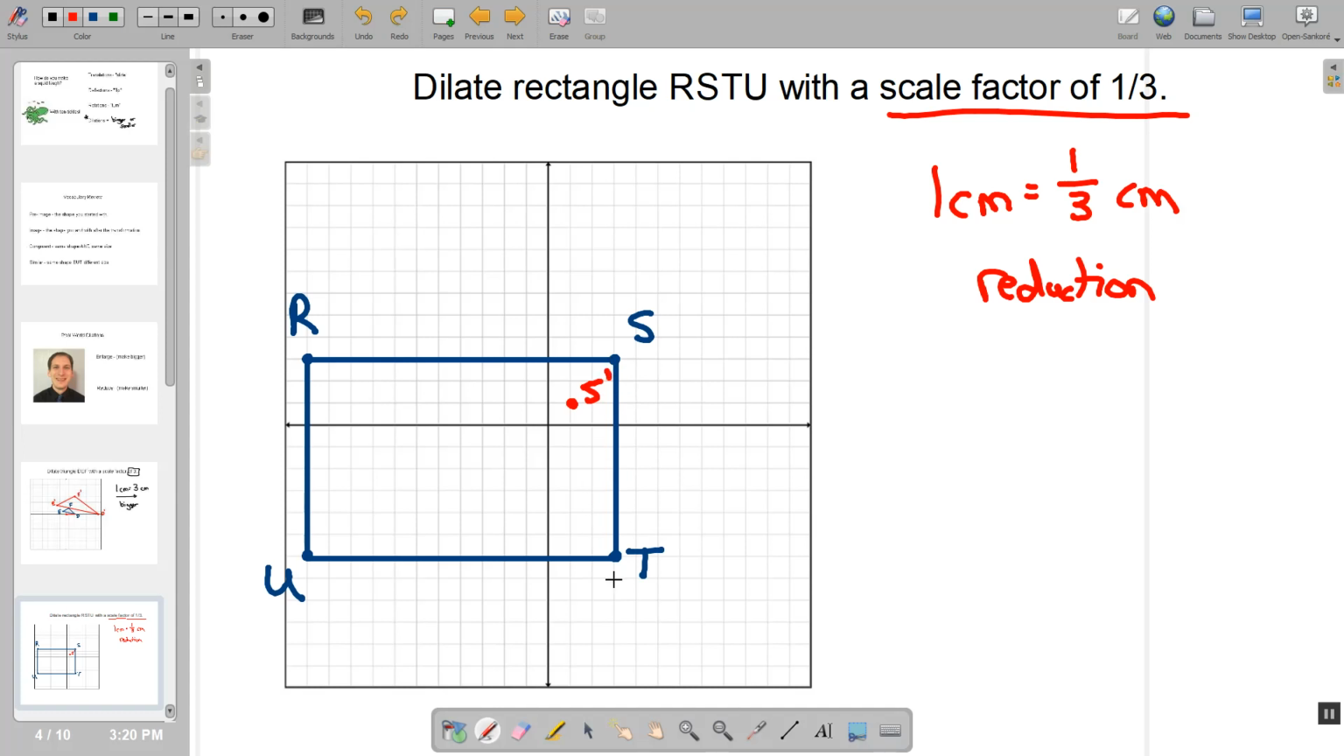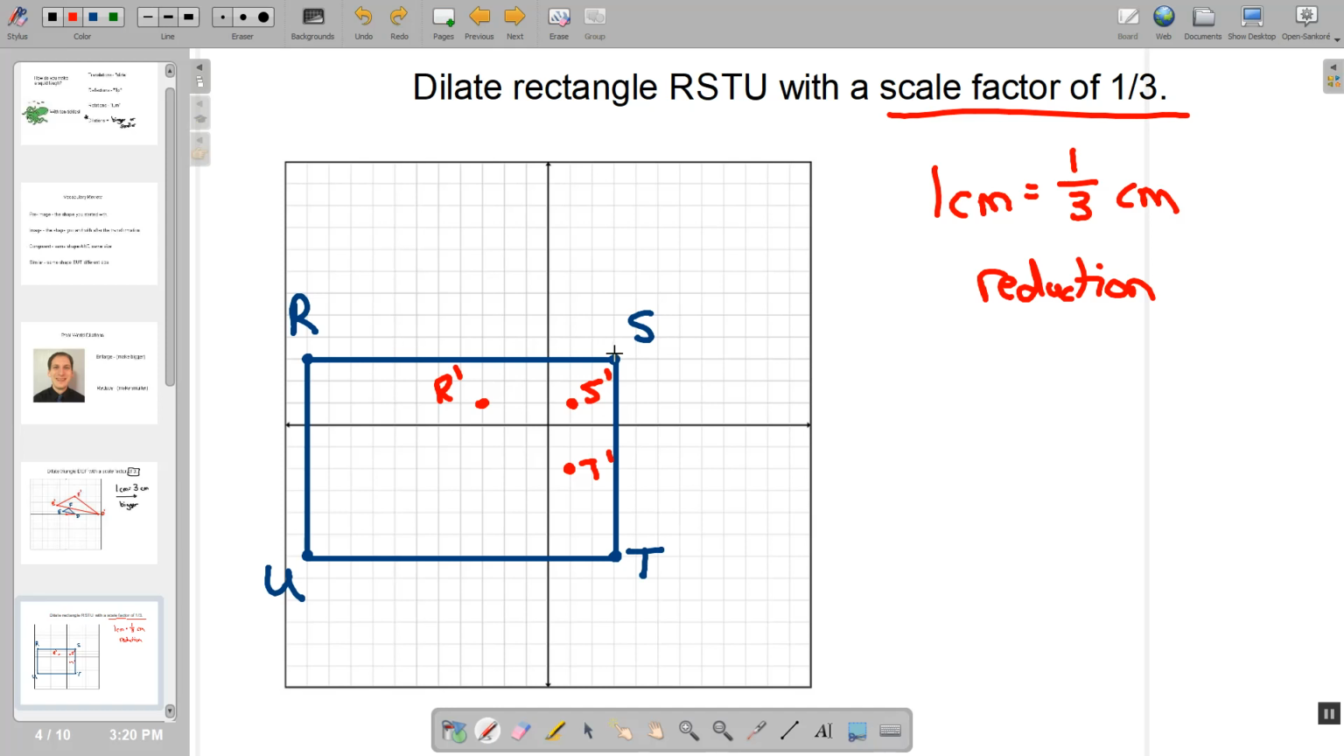So then T is over 3 down 6. So that means that it should be over 1 and down 2, by taking each of those numbers and dividing by 3. R is back 9 and up 3, so it should be back 3 and up 1.